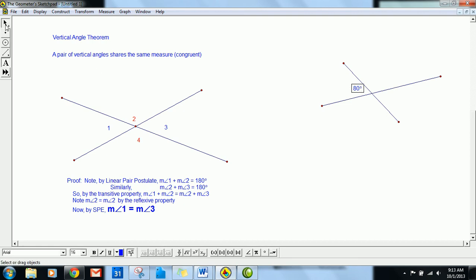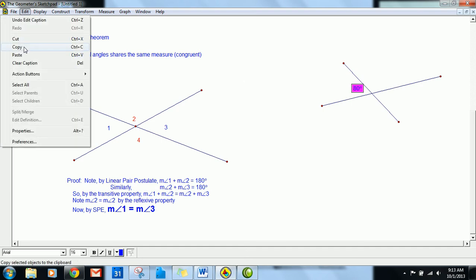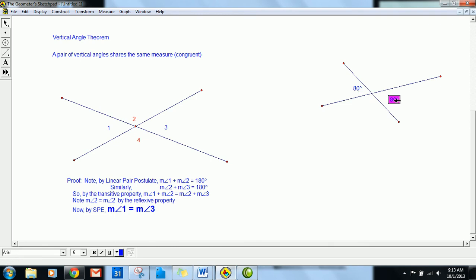What we can do is use either the linear pair postulate or the vertical angle theorem to get all other angles, right? So let's start with the vertical angles. If this angle is 80, what does this angle right here have to be? That's right, 80, right? Why? By the vertical angle theorem. Those two angles are vertical, therefore they have to be equal by the vertical angle theorem. Any vertical angles are the same measure, they're equal.